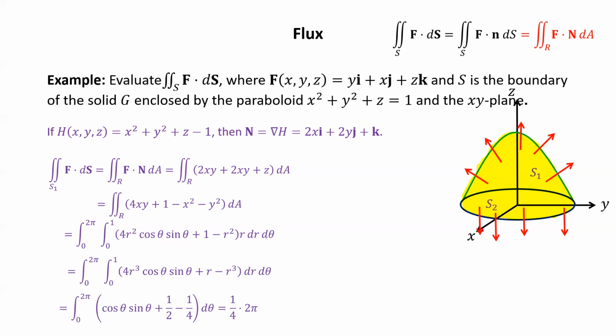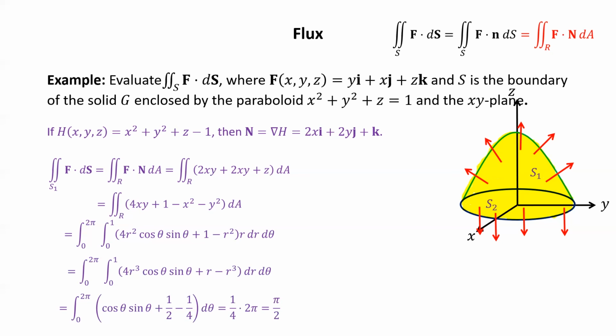Then integrating with respect to theta, we know that the cosine theta sine theta is just going to come out to 0 because we're going from 0 to 2 pi. And 1/2 minus 1/4 is 1/4. So we get 1/4 theta from 0 to 2 pi, or 1/4 times 2 pi, which is pi over 2.